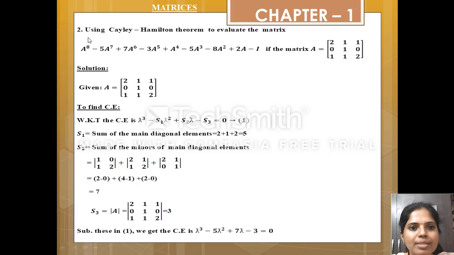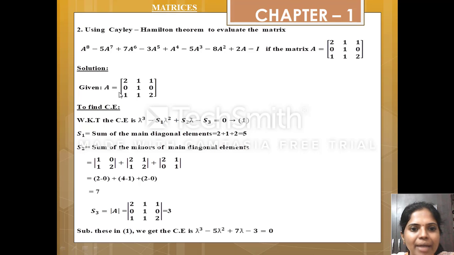Here you see we use the Cayley-Hamilton theorem to evaluate the matrix. It is a lengthy expression, and each and every term is in matrix form. So how can we find it? Using Cayley-Hamilton alone, we can calculate this lengthy expression. That's all.